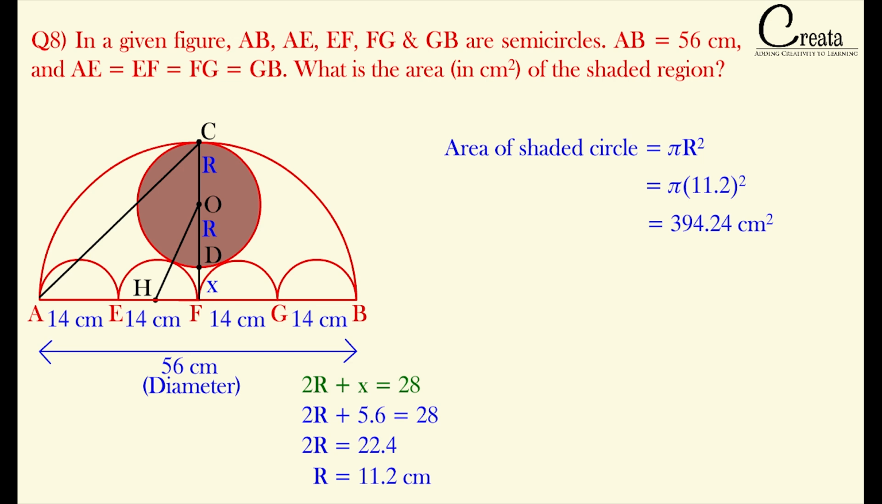So let's see the approach that we have used to solve this question. In this question, many semicircles are given. So firstly, we have calculated the radius of all these semicircles. Further, we have assumed the radius of this shaded circle as capital R and DF as X. Further, we have identified a right angle triangle, that is triangle OHF. So by applying the Pythagoras and simple mathematics, we got the radius of our shaded circle. Once we got the radius of this shaded circle, we have applied the formula of the area of the circle, that is pi r square, to get the answer of this question. So this is the approach to solve this question.